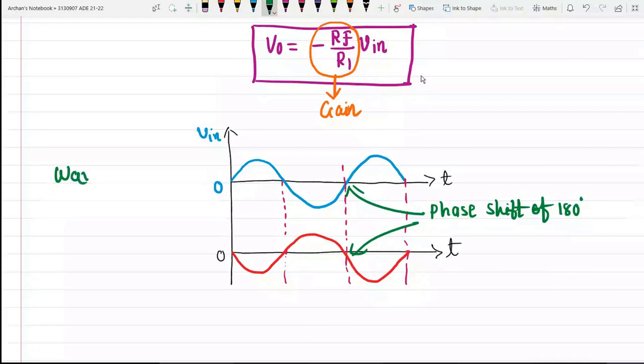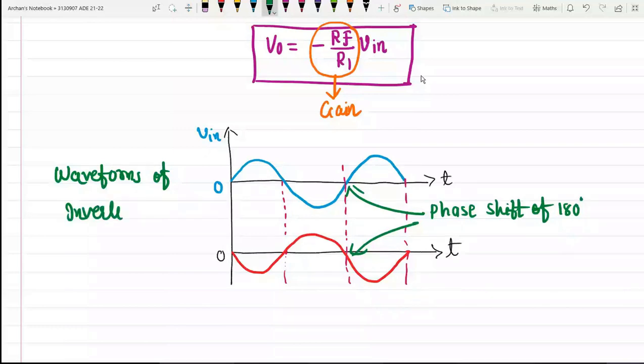These are the waveforms of the inverting amplifier. So this is how the typical IC 741 can be used to get some output voltage. In this case we will get the output voltage, but it is 180-degree out of phase.